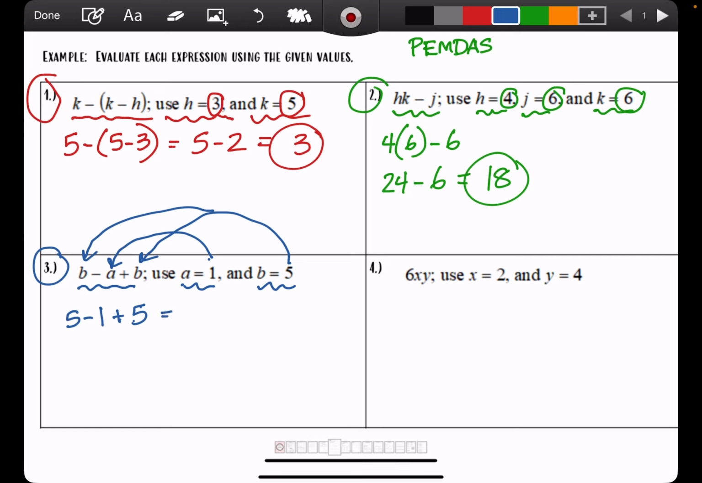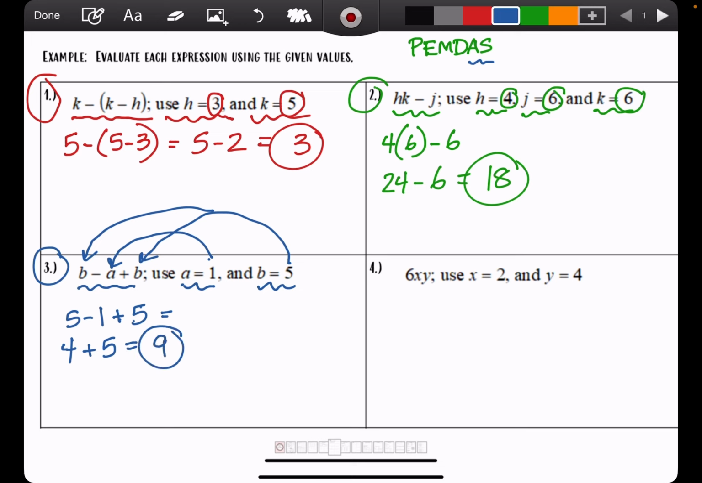Remember, if we're doing PEMDAS, the only things here are subtraction and addition, the last two steps in order of operations. You always want to work left to right. So if I have addition and subtraction like I have here, we want to go in order from left to right. We've got to do 5 minus 1 first. 5 minus 1 is 4. Then we have left over 4 plus that 5, which is 9.